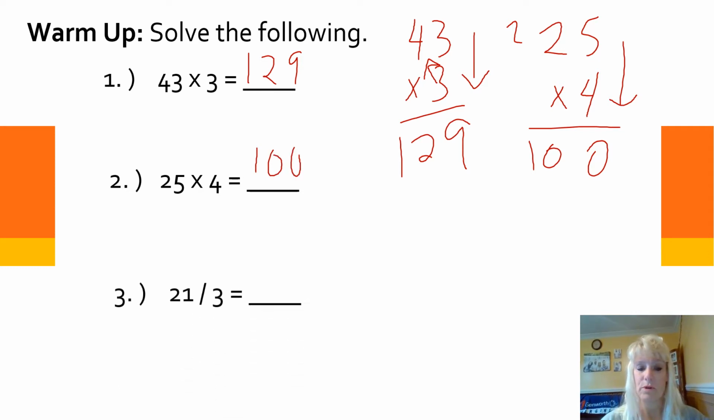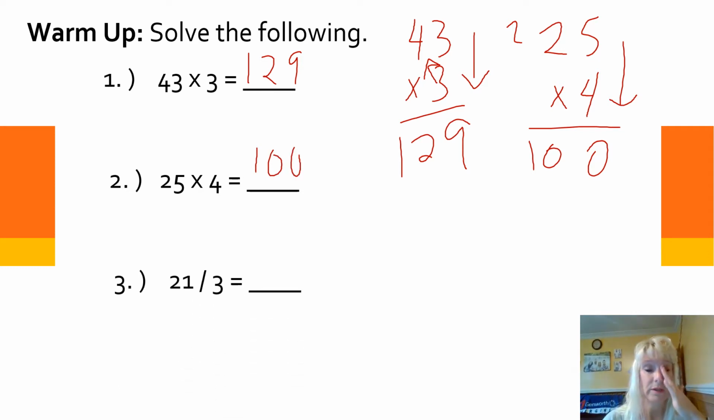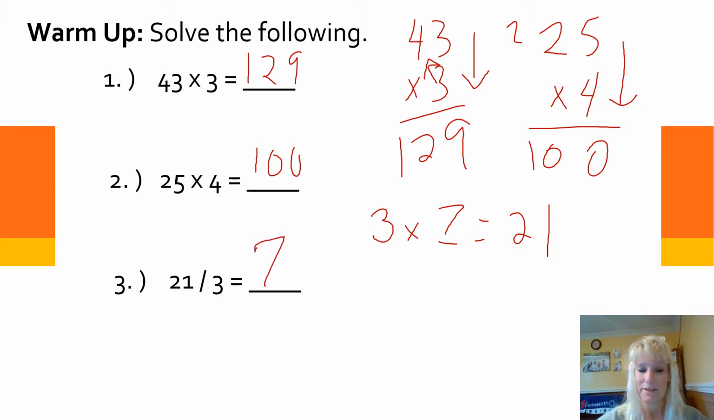All right, we're going to switch our brains a little bit and we're going to do 21 divided by 3. So now I have to think to myself, 3 times what equals 21? And the correct answer should be 7. So 21 divided by 3 is 7. I hope you paused the video. I forgot to tell you to do that.